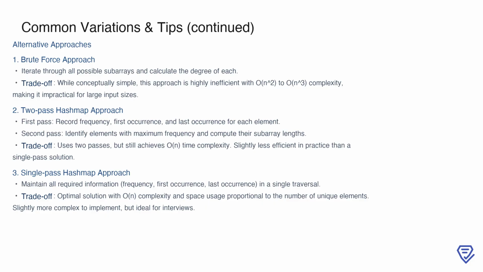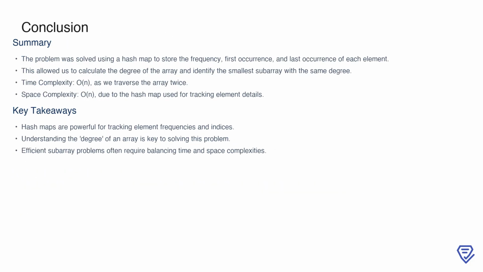The optimal solution is a single-pass hash map approach, where you simultaneously track frequency, first occurrence, and last occurrence during one traversal. This method is both time and space efficient, with O(n) complexity, and is often the preferred solution in interviews despite being slightly more challenging to implement. Great job! To summarize, we effectively used hash maps to solve the problem by tracking frequency and indices, achieving an O(n) time complexity. Remember, this approach is particularly useful for problems involving subarrays and frequency analysis.